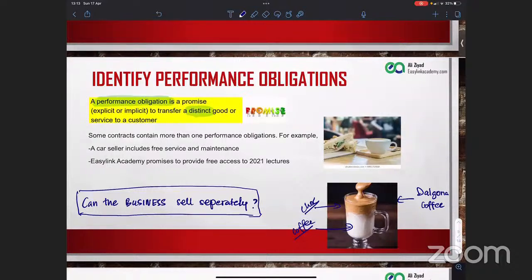In order for something to be a distinct, separate performance obligation, the business should be able to sell them separately. Now, my question is, do cafes sell chocolate and coffee and whipping cream separately? No, sir. So are these separate performance obligations? Are these separate promises? No. Simple as that.